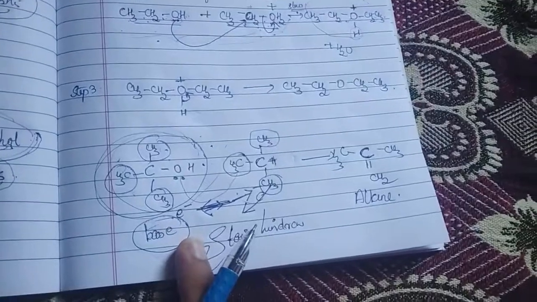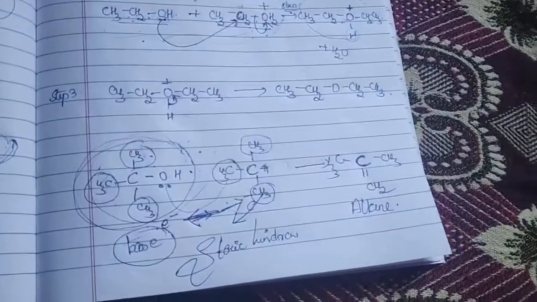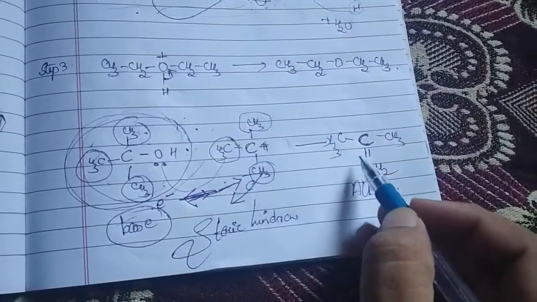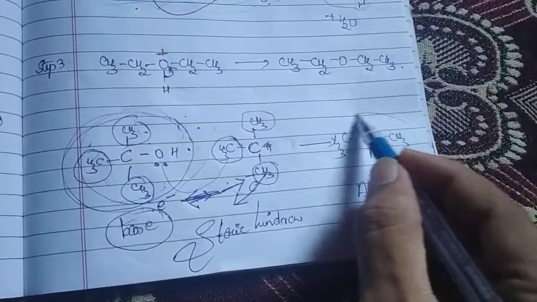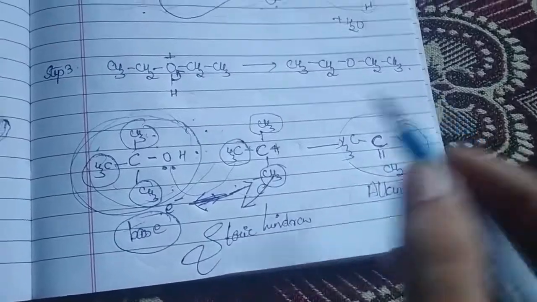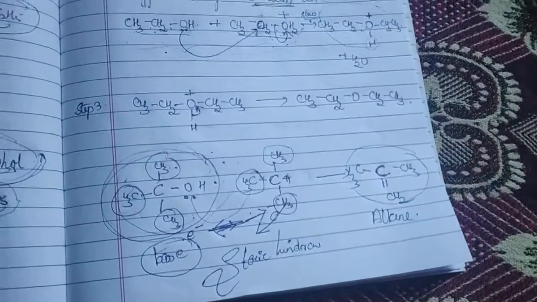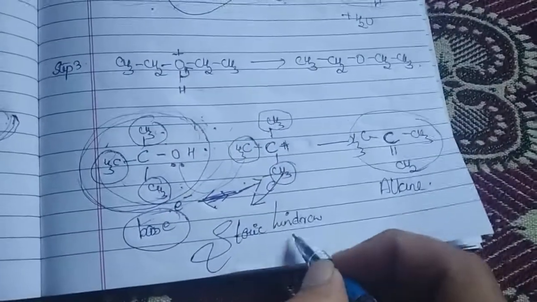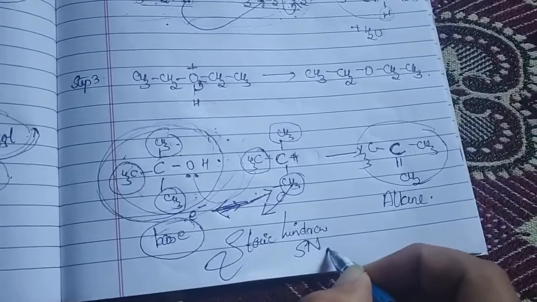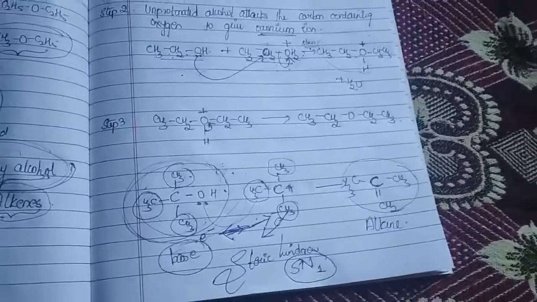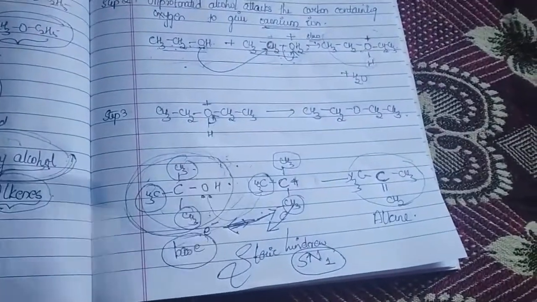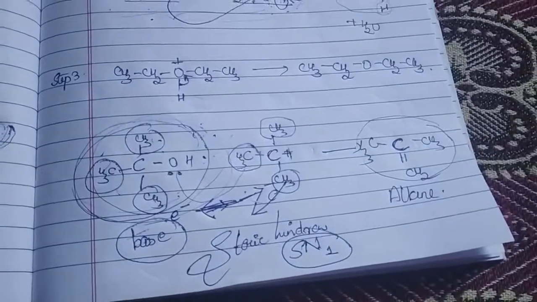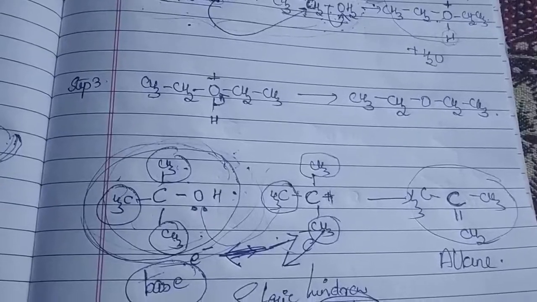And we know what we mean by a base: it is trying to abstract a proton. So this base tries to abstract a proton, and instead of giving an ether, it will be giving an alkene. So whatever part we are seeing over here only depends upon the concentration of one of the molecules. So it is following what? The SN1 mechanism when you are using a secondary or a tertiary alcohol. Is that clear? I hope you have understood now.